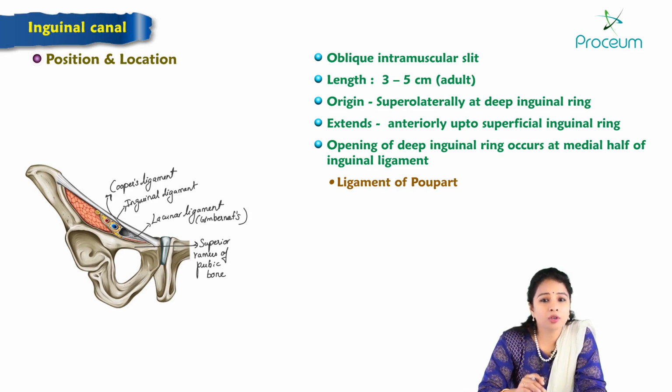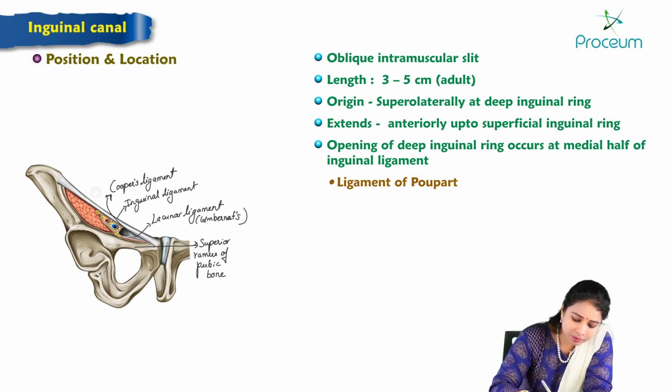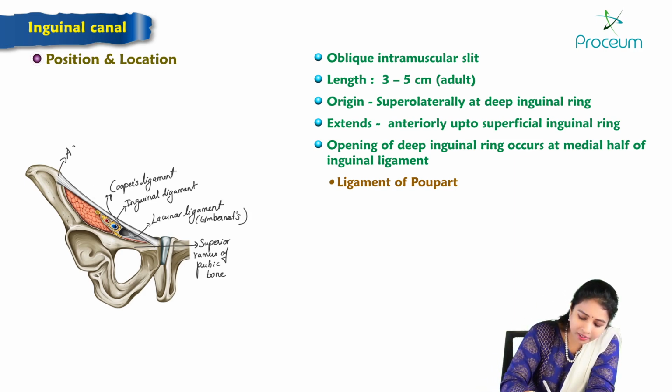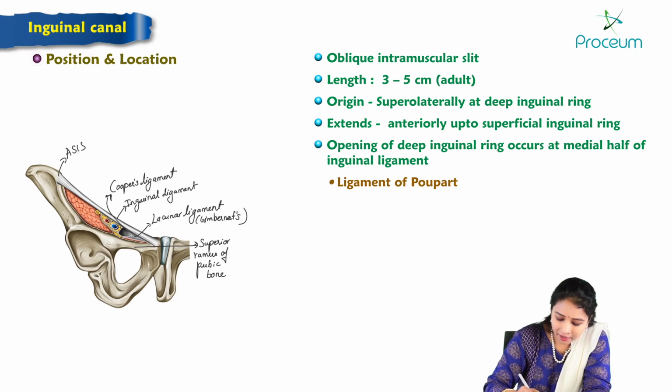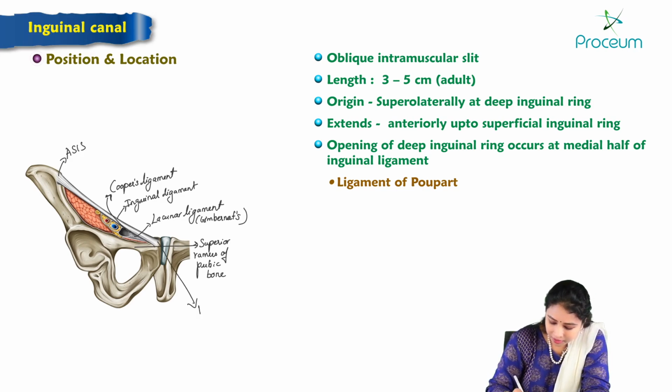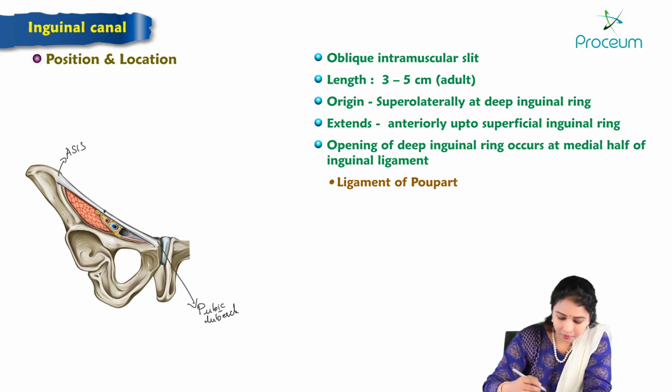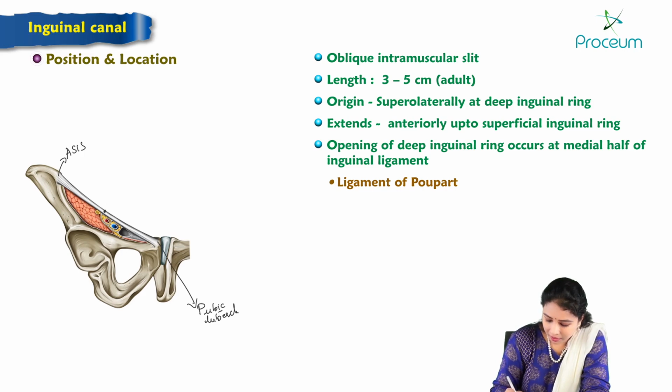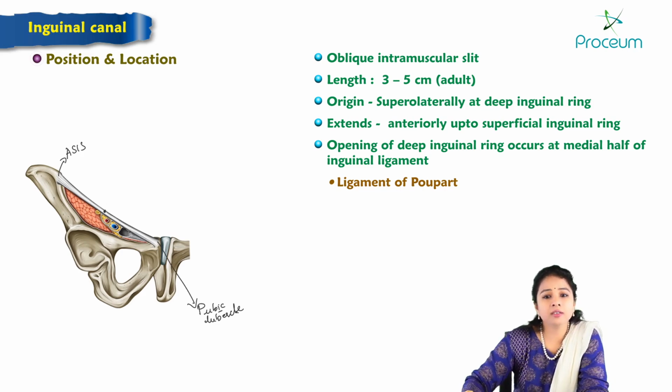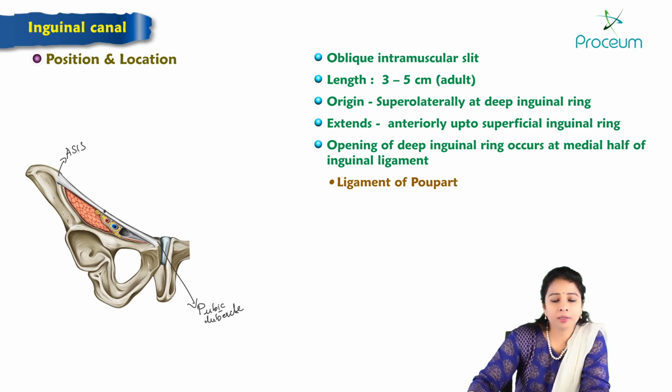The midpoint of inguinal ligament is between the anterior superior iliac spine laterally and medially the pubic tubercle. So the midpoint between the anterior superior iliac spine and pubic tubercle is the midpoint of inguinal ligament.